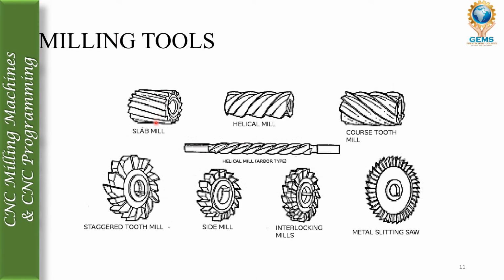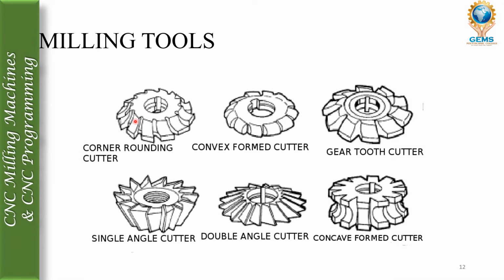These are some of the milling tools. This is a slab mill, helical mill, coarse tooth mill, helical mill with arbor type, staggered tooth mill, side mill, interlocking mills, metal slitting saw. And these are some other types: corner rounding cutter, convex formed cutter, gear tooth cutter, single angle cutter, double angle cutter, concave formed cutter.